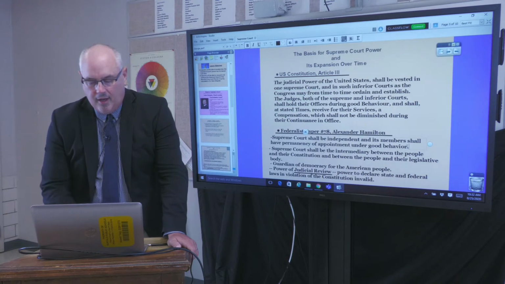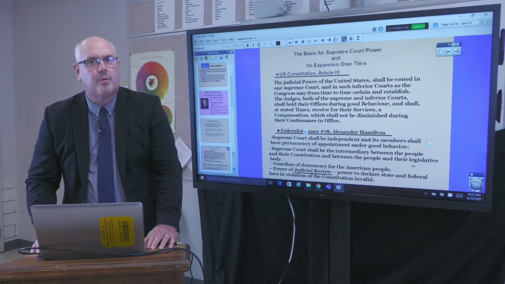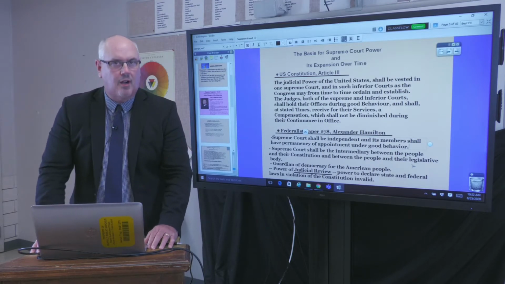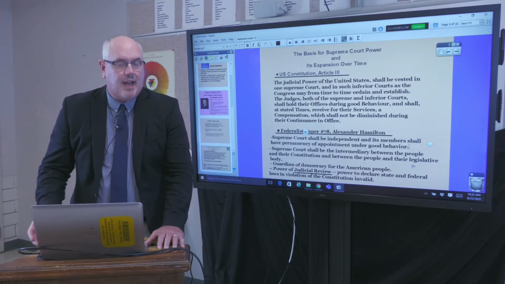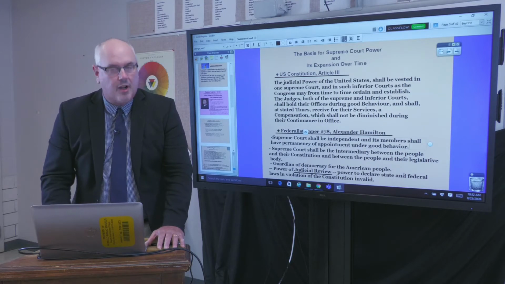Hamilton, in so doing, established that the ultimate power of the Supreme Court was through what was called judicial review. And this was the power to invalidate state or federal laws if they violated the Constitution. They could declare that laws were unconstitutional.